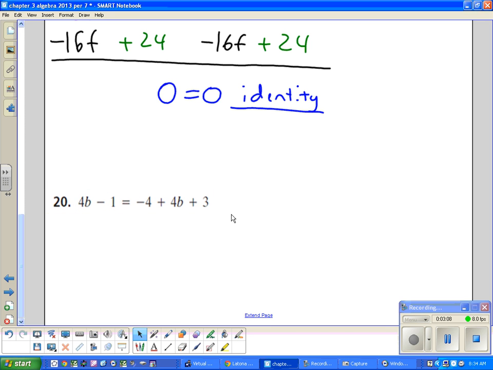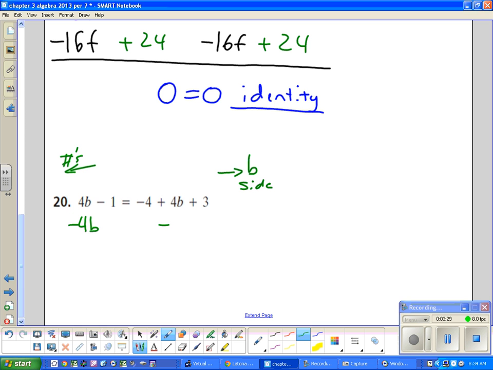Okay, so let's look at this here. Again, we want to pick a side. I'm going to pick this side over here for the variable to be on, and our variable is b. So I want to send everything to this side, and I want to send the numbers over here. Okay, well, let's do that. So we're going to send negative 4b to this side, because there's a positive sign here. You don't see it, but there is. So you're going to subtract 4b from both sides.